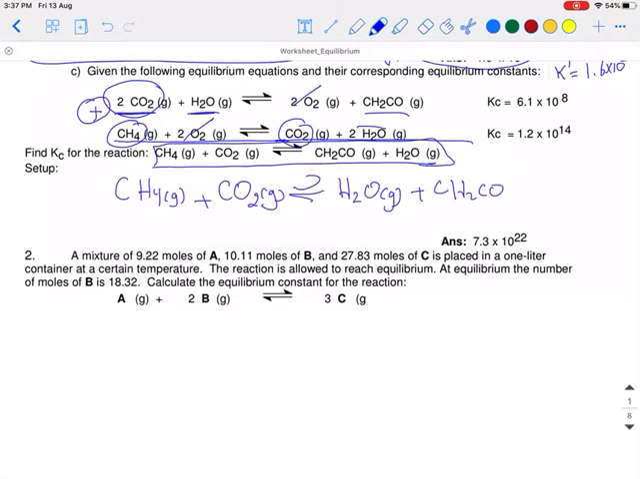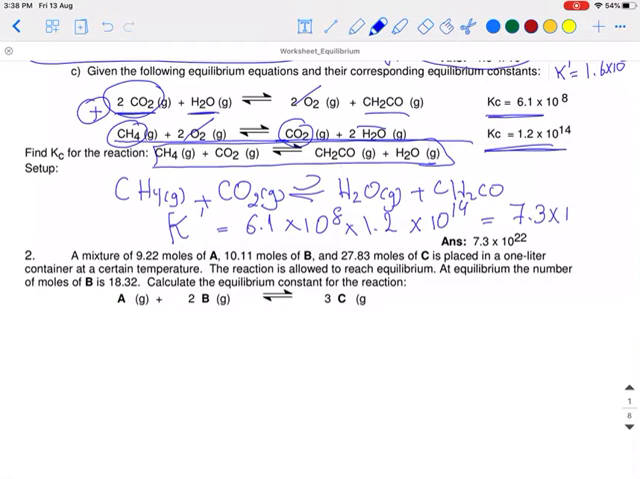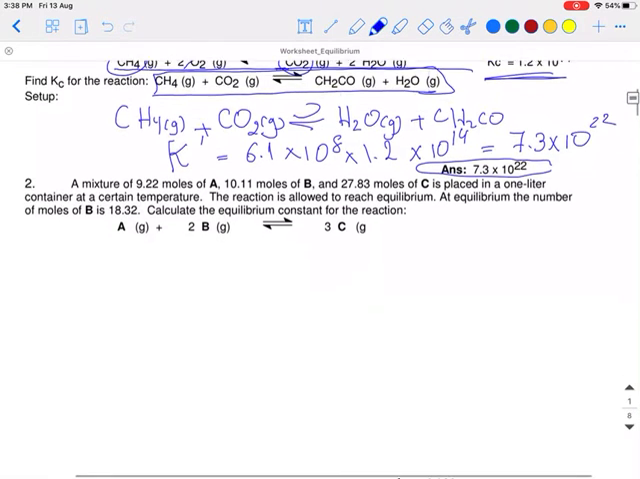If the equations are summed up to a certain equation, we multiply the equilibrium constants in order to find this K. I'm going to call it K prime, which is 6.1 times 10 to the power of 8 times 1.2 times 10 to the power of 14, and the answer is 7.3 times 10 to the power of 22. As you see here, this is the answer and this is the method.